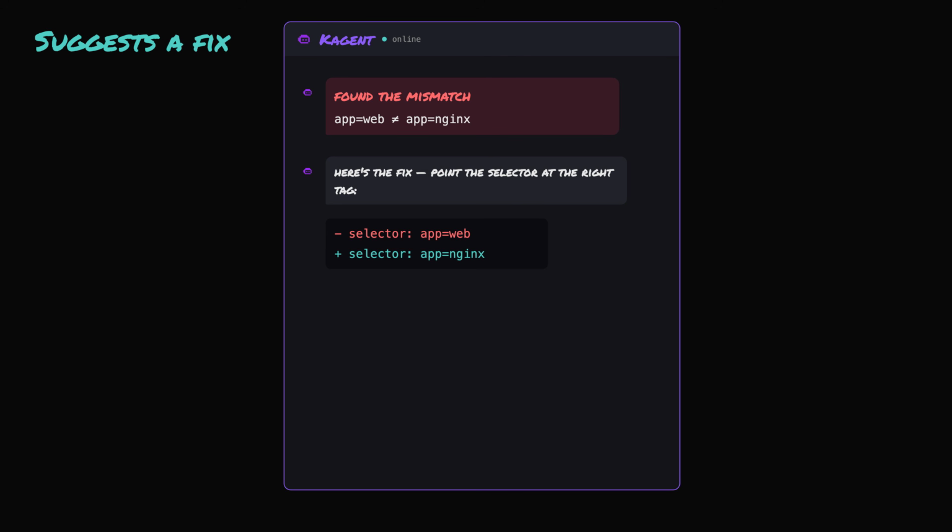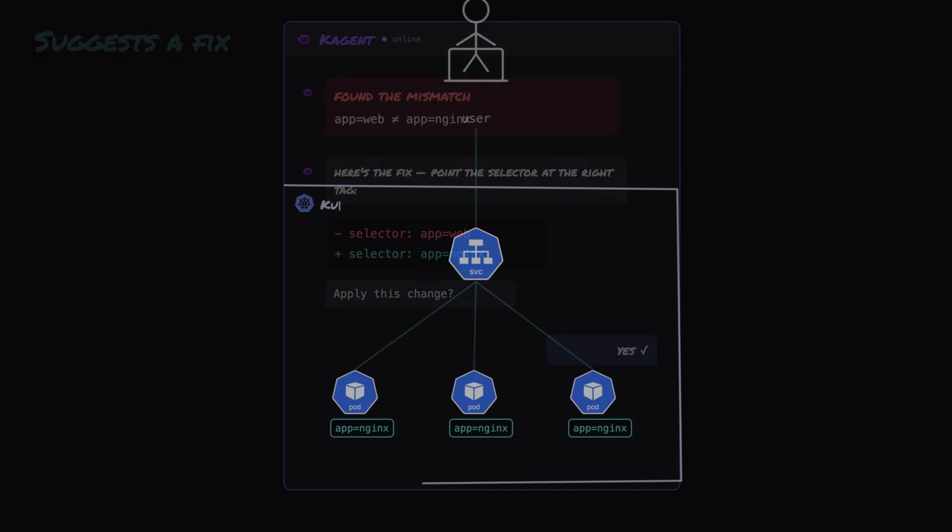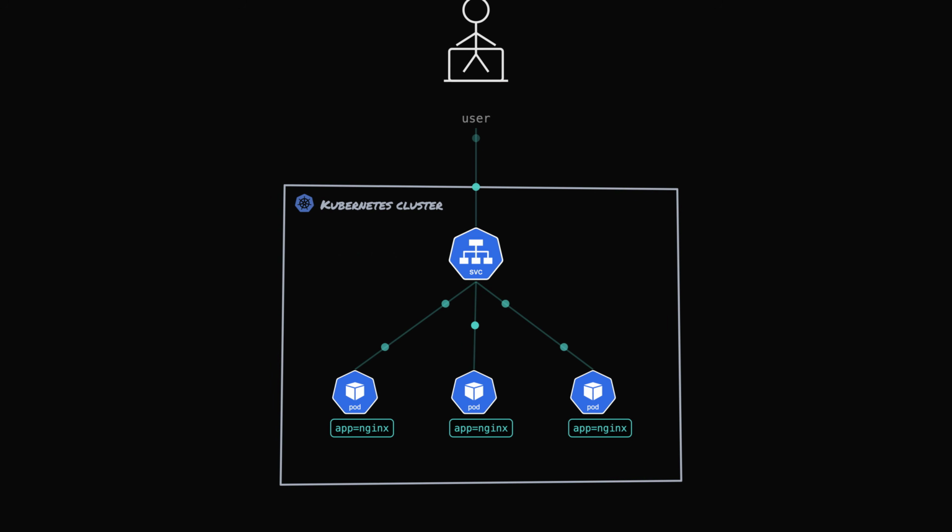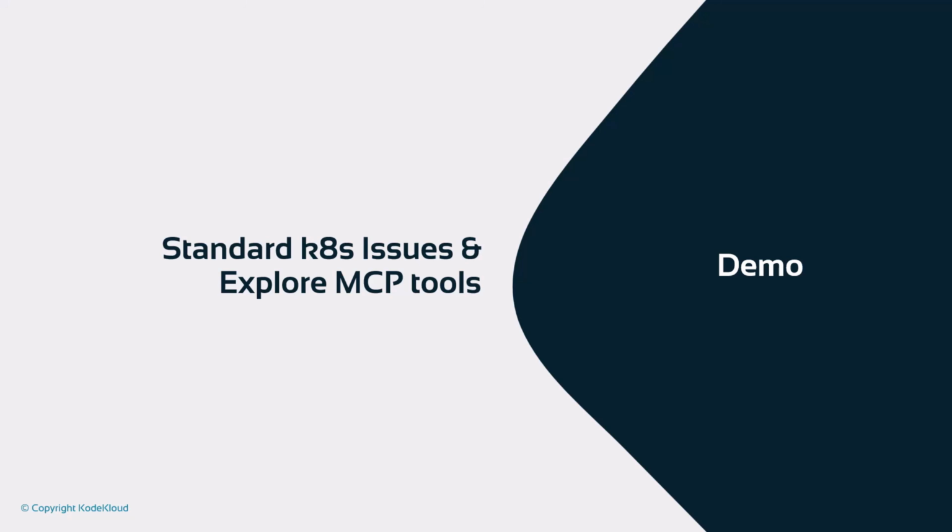And it doesn't just go do it on its own. Kagent stops and asks you first, this is the change. Is this okay? You say yes. It makes the fix, the pods show up, and traffic finally flows. So that's the theory. Now let's watch it play out on a real cluster.